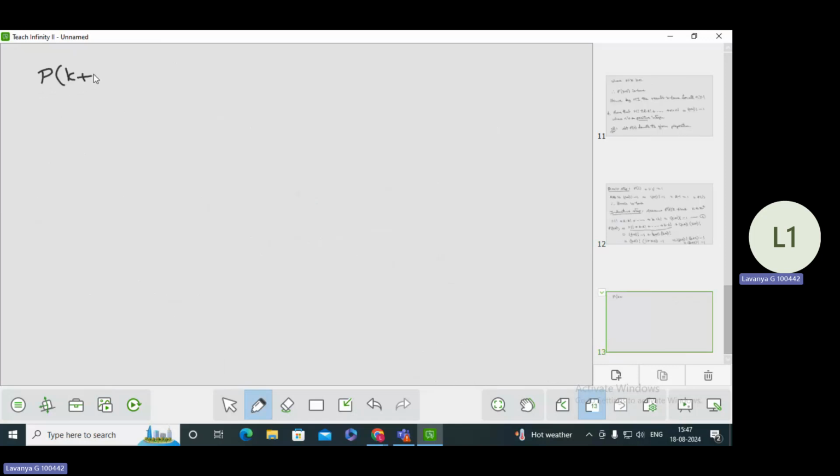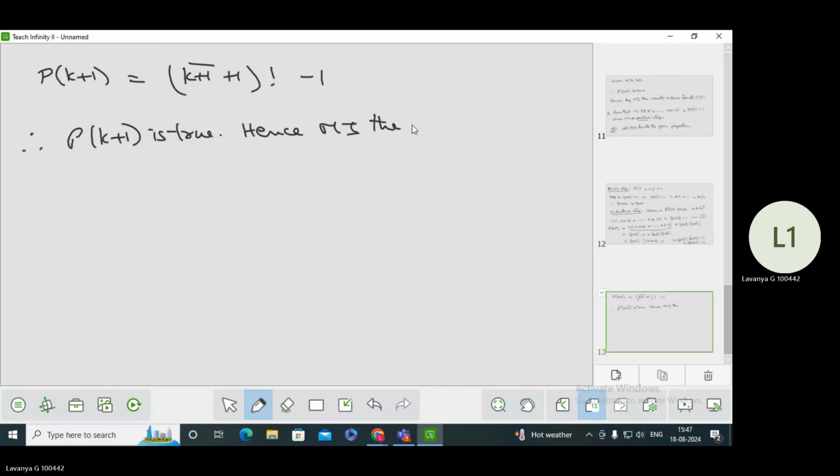That is, my P of k + 1 is nothing but (k + 2) factorial minus 1, and this is what we actually need to prove. Therefore, P of k + 1 is true. Hence, by mathematical induction, the result is true. Okay, so these are all very straightforward problems where we were able to get the result just by back substitution.